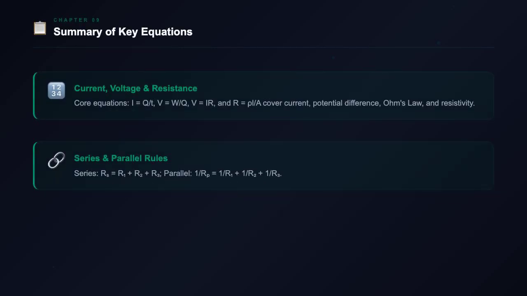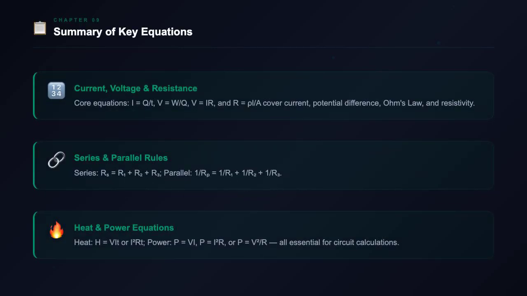Electric current is defined as I equals Q over T. Potential difference is V equals W over Q. Ohm's law states V equals IR. Resistance is R equals V over I, and current is I equals V over R. The resistance formula is R equals ρL over A.